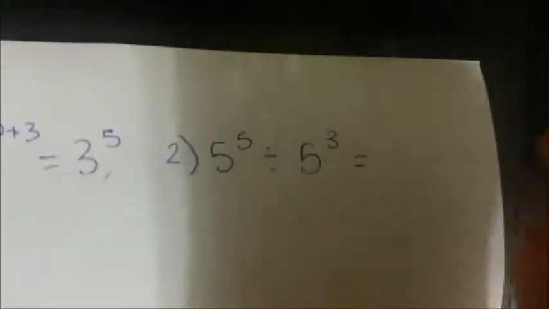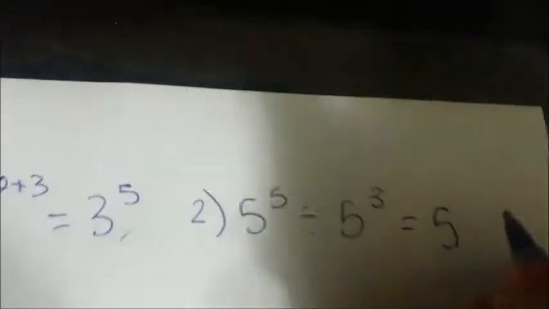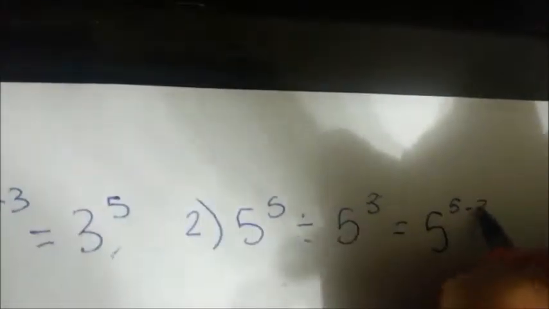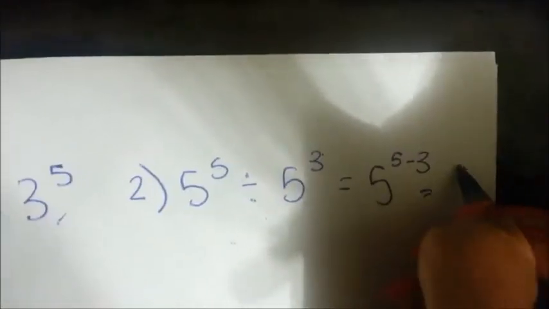Second example is 5 to the power of 5 divided by 5 to the power of 3. Since this is division, you would subtract the two exponents. So 5 minus 3, which gives you 5 to the exponent of 2.